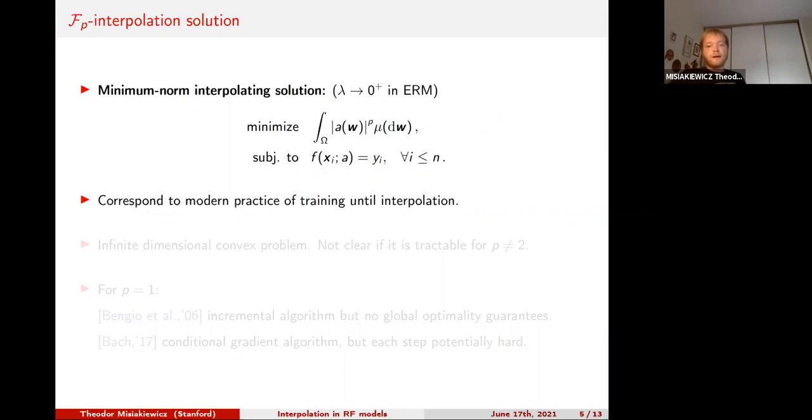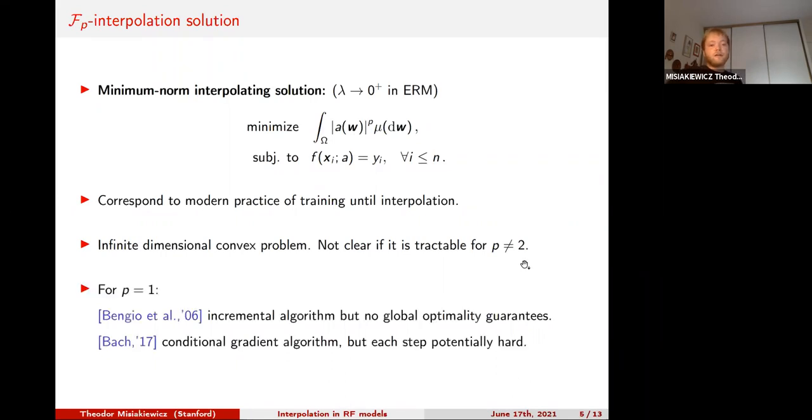So our problem is a convex problem but on an infinite dimensional space. In the case of p equal 2, there is a representer theorem, which makes the optimization very easy. However, for p different than 2, it's not clear what to do. In the case of p equal 1, Bengio and his team and Bach proposed different incremental algorithms. However, they either don't have convergence guarantees or each step is NP hard.